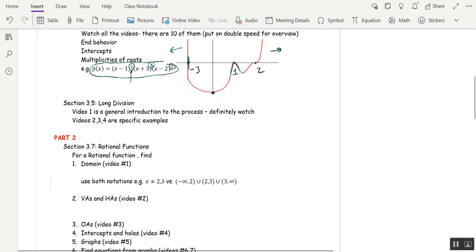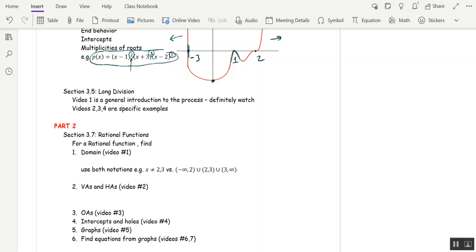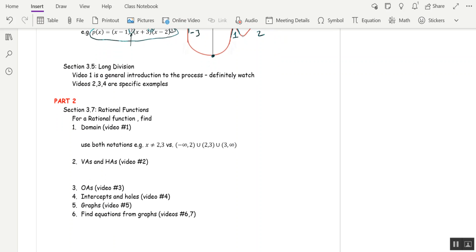So part 2, this is where you're really going to be spending the most time. Rational functions, all about rational functions is 3-7. So this is a fairly intense section. For a rational function, you want to be able to find the domain. Now that's going to be review because we've already talked about the domain of rational functions, and then writing the domain in both inequality and interval notation. And you want to be able to do both.